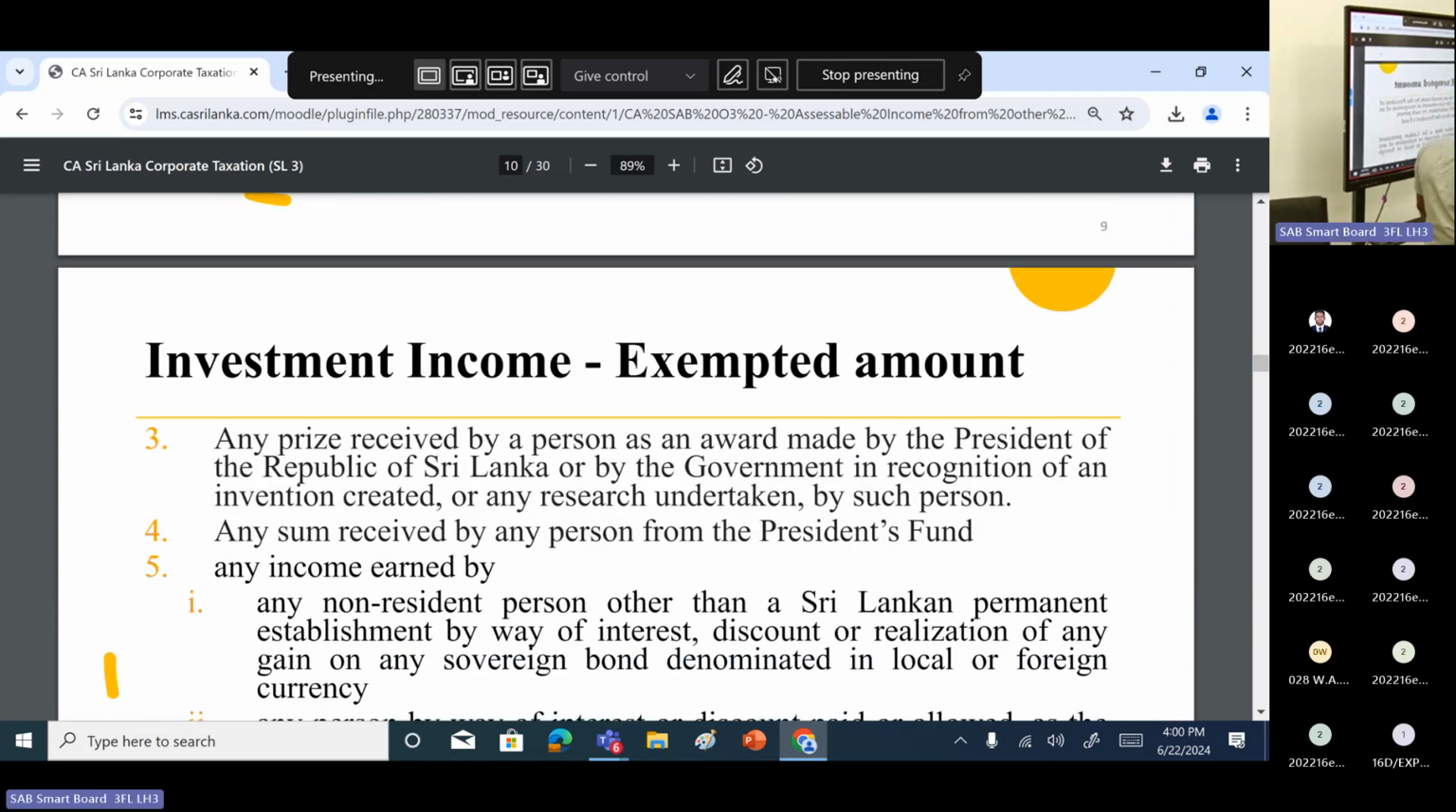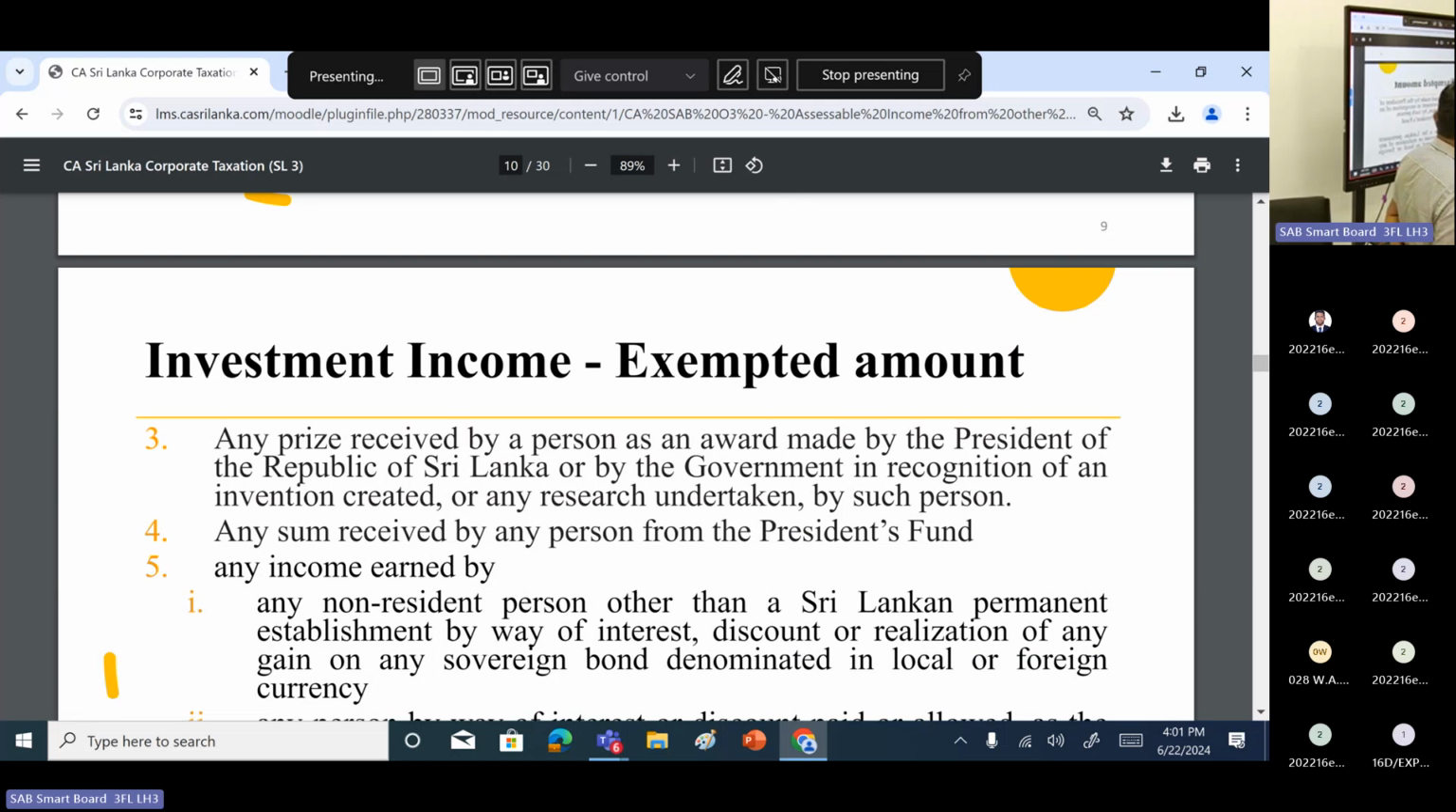So any prize received by a person as an award made by the president of the Republic of Sri Lanka or by the government in recognition of an invention created or any research undertaken by such person. So that type of prize should be received from the Sri Lanka government as a reward for the invention, creation or research finding. Right? That type of thing is not taxed, it is exempt from income tax.